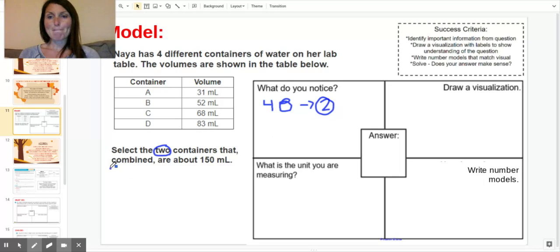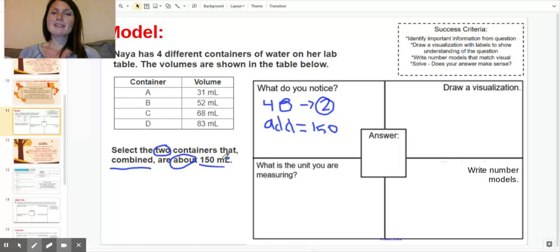And it says that combined. When I think of that word combined, that means I'm putting them together. So I think that word combined means I'm going to be adding the 2 together. Like, what's the total amount? If I add it up, it says are about 150 milliliters. So when I add it up, it needs to equal about 150. Does it have to be exactly 150? How do I know if it's supposed to be exactly? It says the word about. So that means it needs to be close to 150, but not exactly 150.